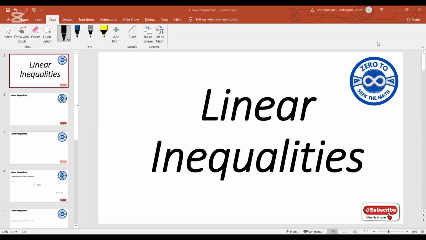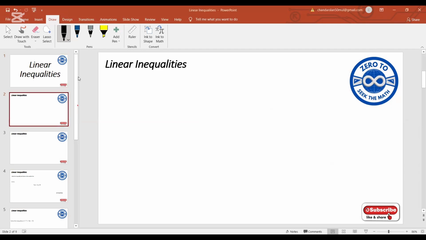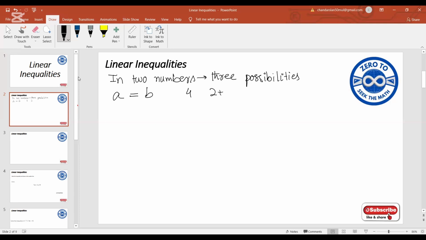So let's start formally. Before linear inequality, let me tell you one thing. In two numbers, there are three possibilities. Let me tell you. If we have a number A and a number B, the first possibility is they could be equal to each other. For example, we have 4 and we have 2 plus 2. They look like different numbers, but they are equal to each other.